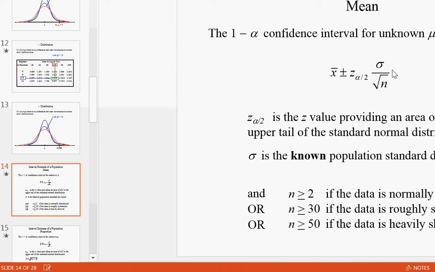Well, let's talk about it. The first time you're going to do X bar plus Z. So that's 2, right? The next time you're going to do X bar minus Z times sigma divided by the square root of n. All right? So there are 2 numbers there, an upper limit and a lower limit.